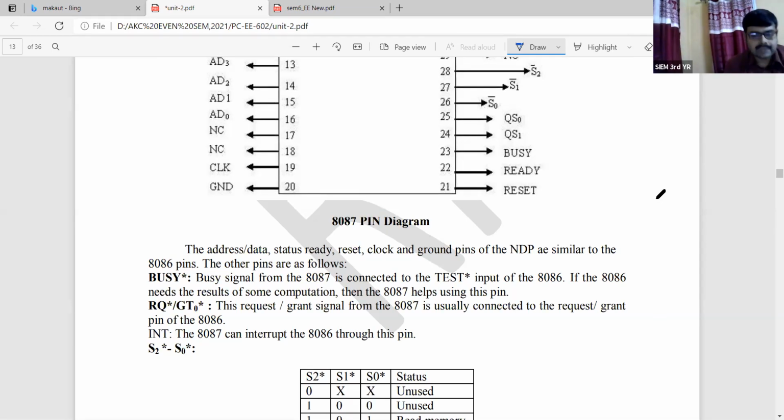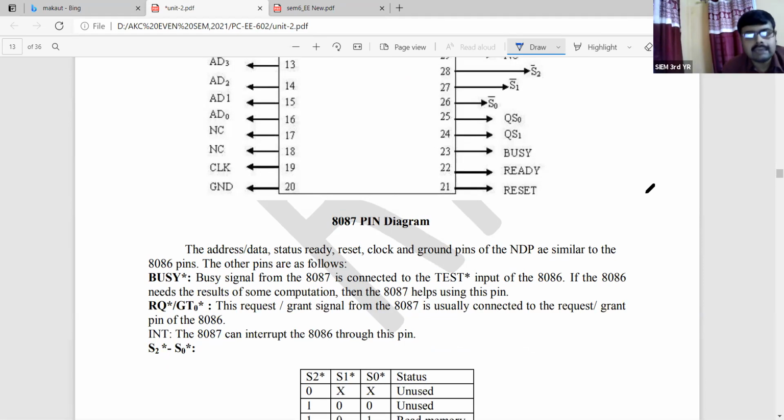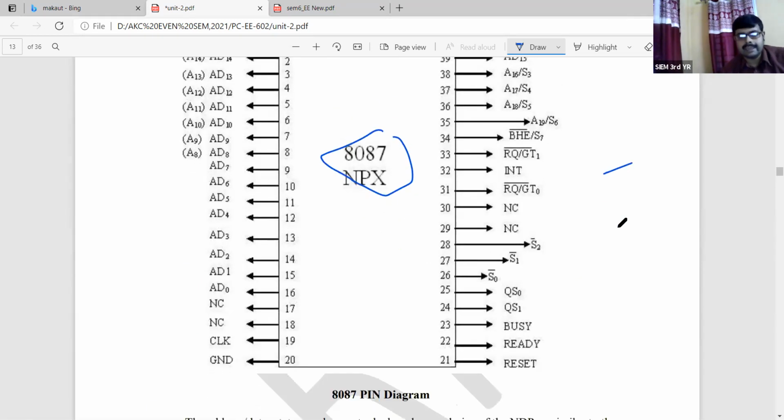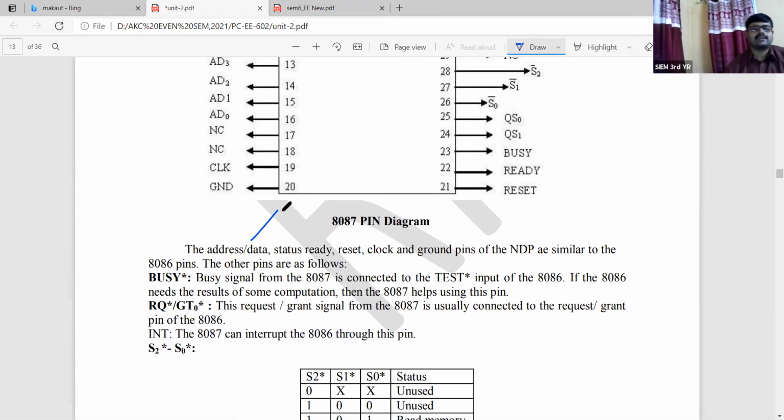If you see, the address or data, status, ready, reset, clock and ground pins of the NDP are similar to the 8086 pins. If you remember the address bus and the data bus, the status, the ready, the reset, the clock and ground, these are the common pins. The function of these pins we have already studied in case of the 8086 processor. And I have mentioned at the initial portion of our class that 8087 is basically an integral part of the 8086, that is a numeric processor. So most of the pins that we have studied, the address or data bus, status, ready, reset, clock and the ground pins of the NDP, are similar to the 8086 pins.